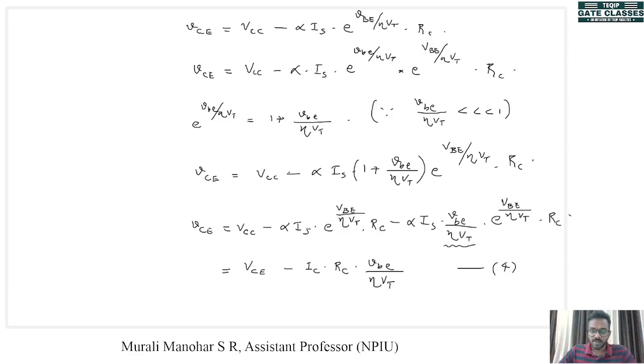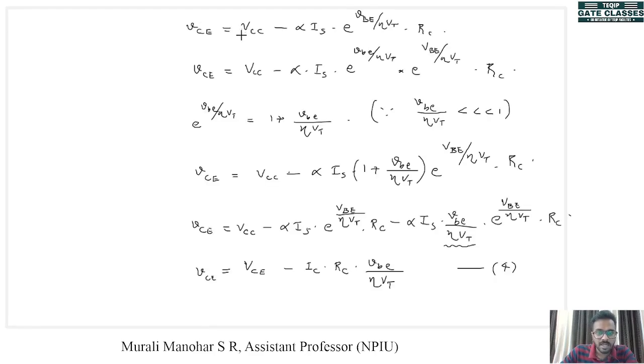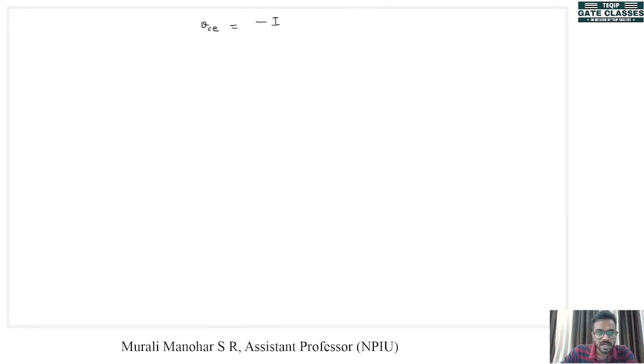So if you look at equation number 4, we can see that on the left hand side we have the combined DC and AC signal. On the right hand side, this VCE denotes the DC signal. So whatever is left must be the AC signal, the AC output. So small vce, which is the AC signal, can be written as minus IC RC into VBE divided by eta Vt. So this is our output AC signal.